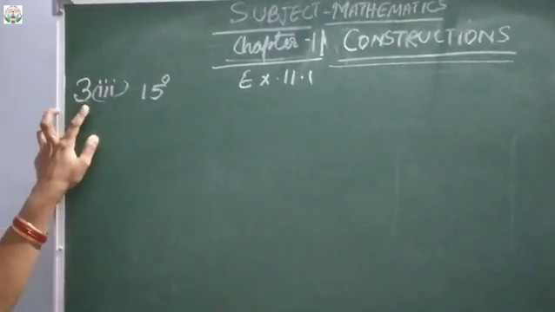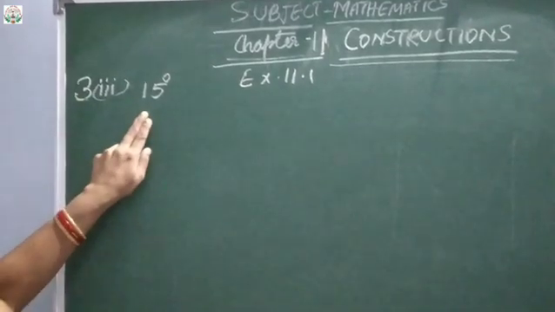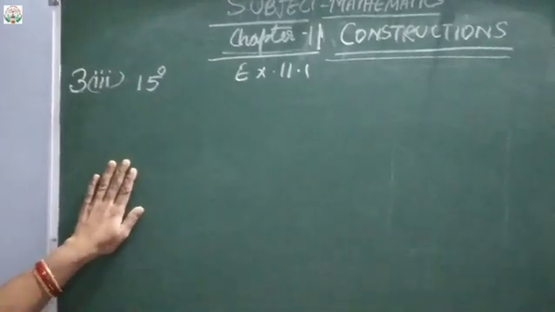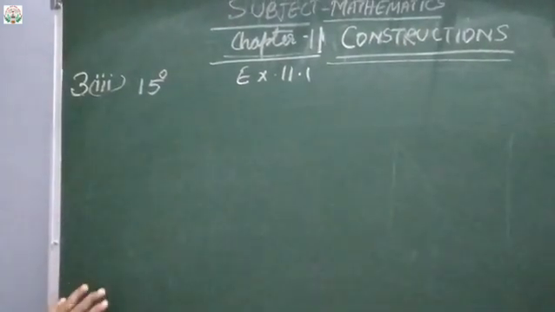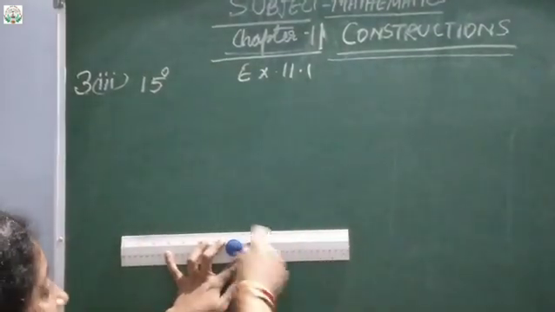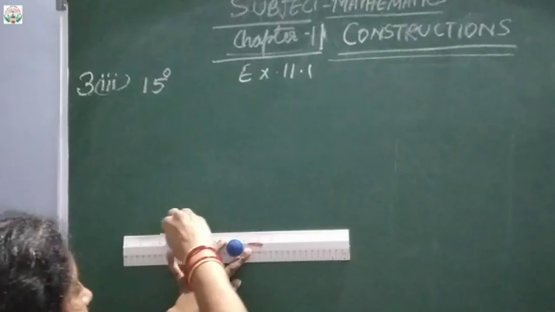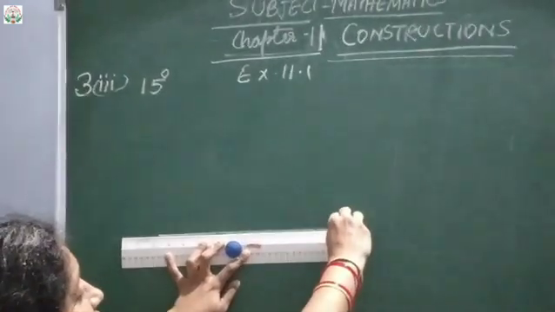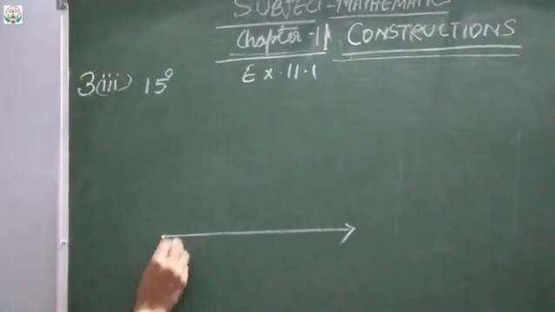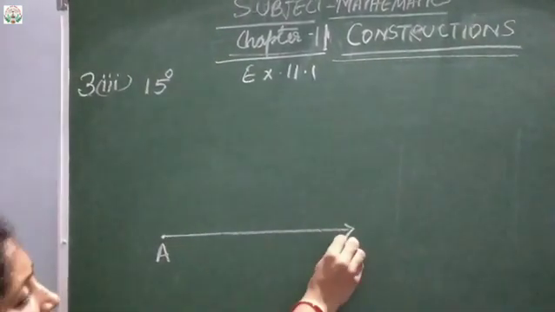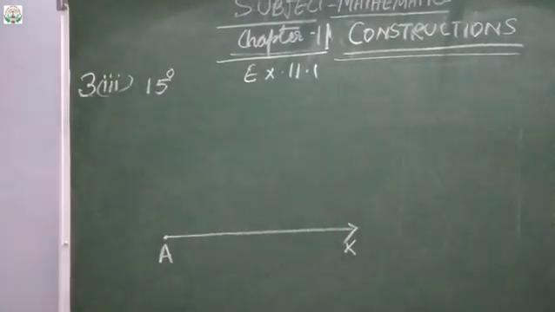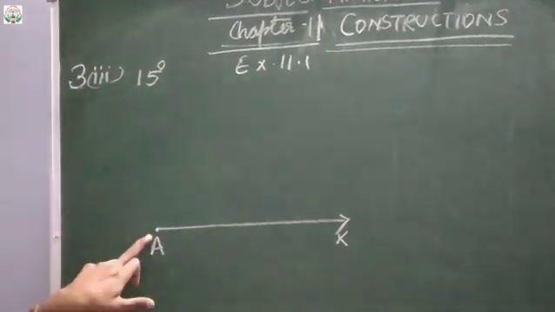Now the third question, that is construction of 15 degree, we will see now. For this, first we will draw a ray of any measurement. Okay, now the initial point is A and this is X. AX is a ray.